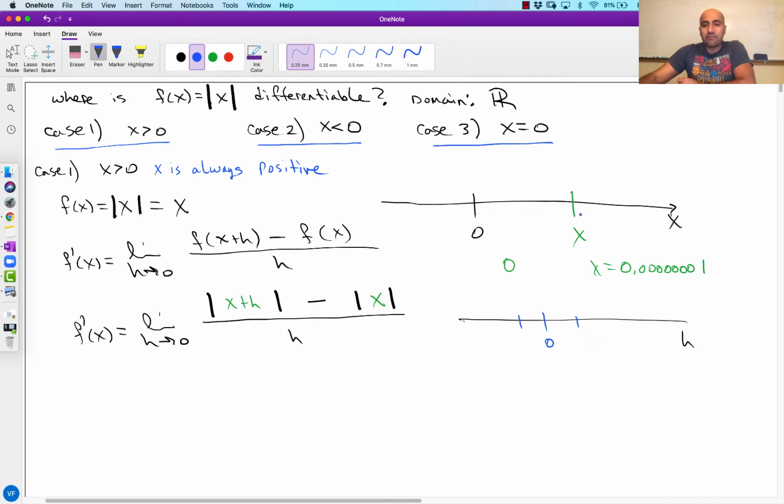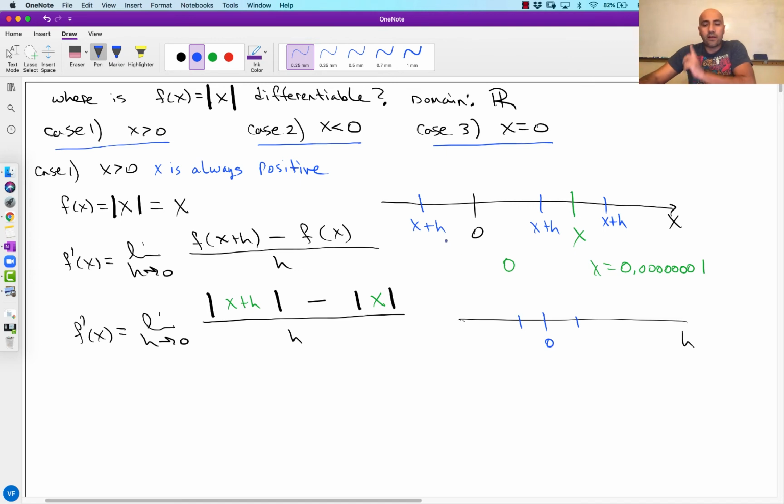If it's a positive number, then x plus h will be some value over here, x plus h. And if it happens to be that h is negative, then we'll have x plus h on the left side, because the h might be a negative number, so it might be to the left of it. If h is big enough, then yes, that x plus h might be over here on the negatives.